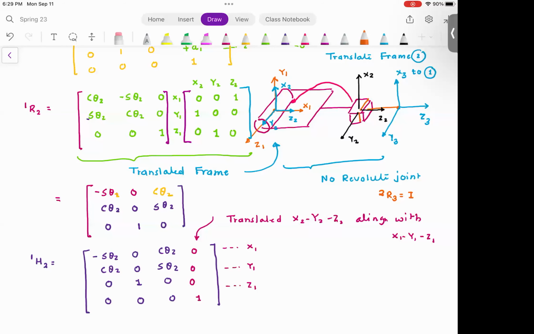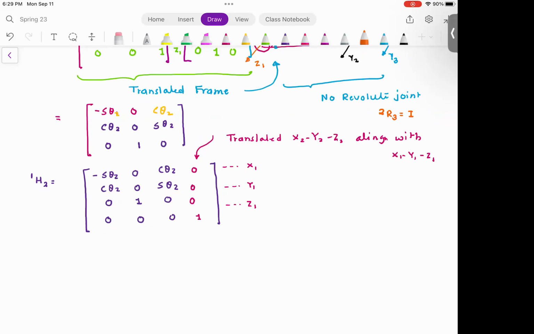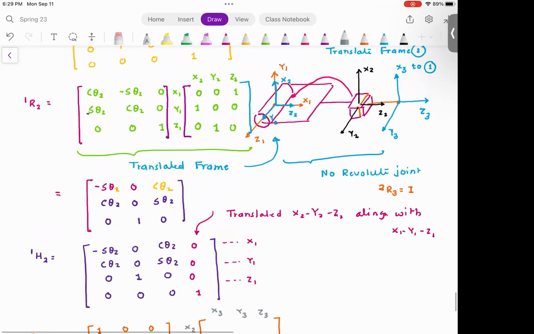So the rotation matrix, I would start with 2R3. And this 2R3 is going to be an identity matrix: 1, 0, 0, 0, 1, 0, 0, 0, 1. But there is no guarantee that the next projection matrix will also be an identity matrix. So to be on the safer side, I will write x2, y2, z2, x3, y3, z3. And now I would check.